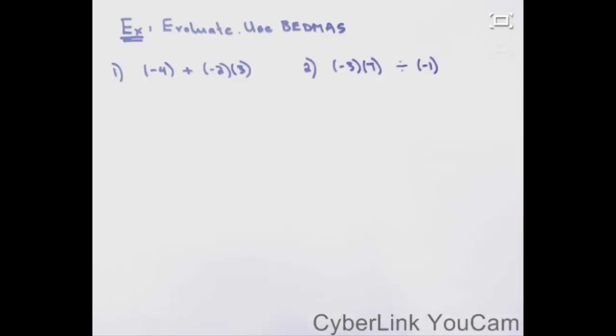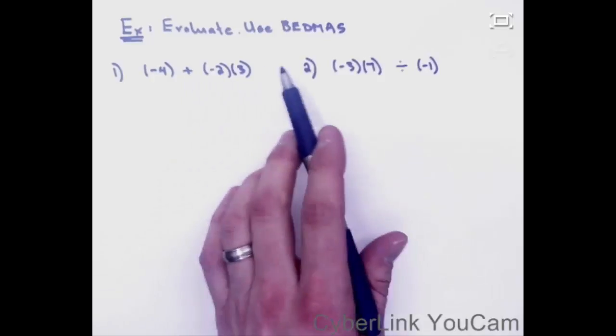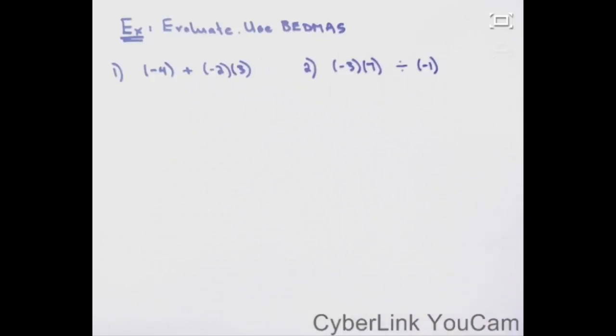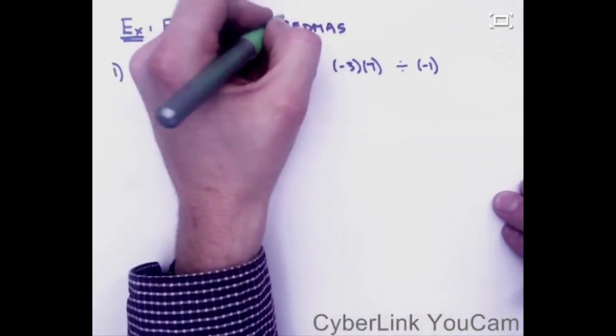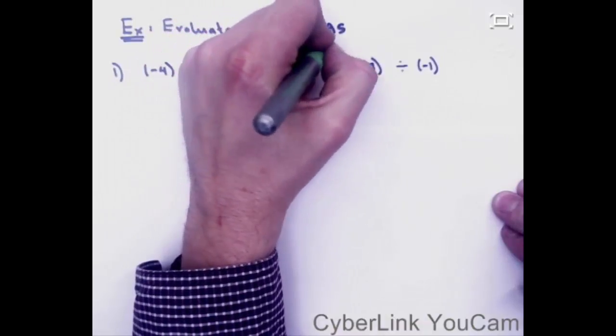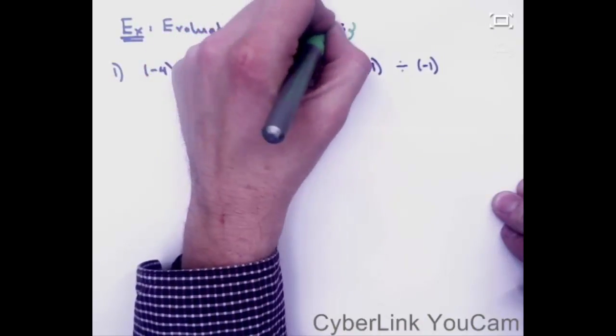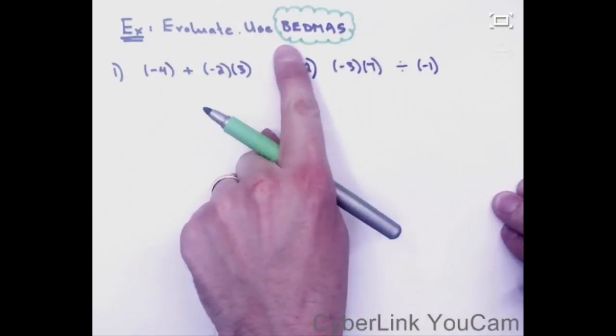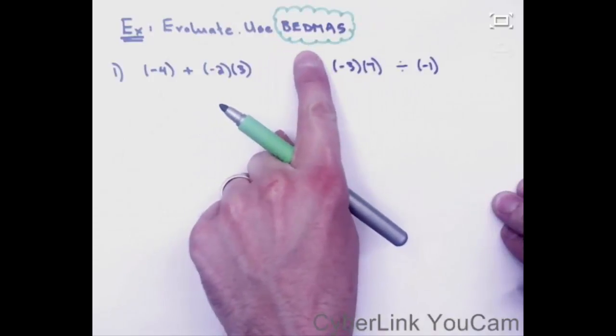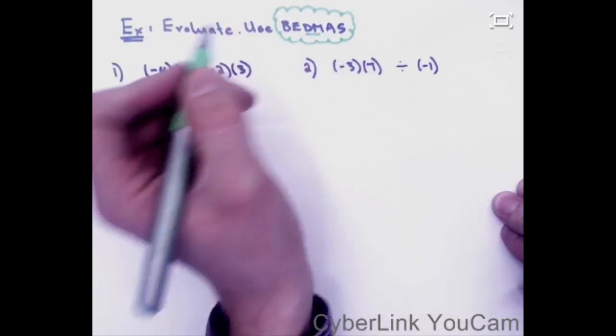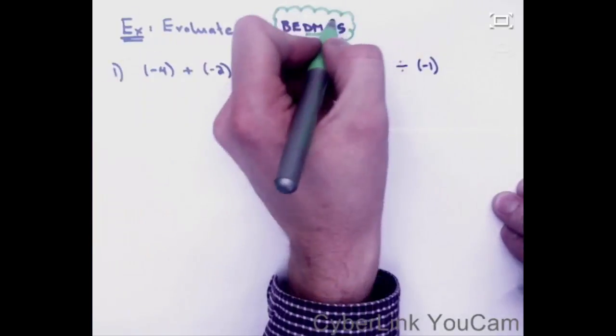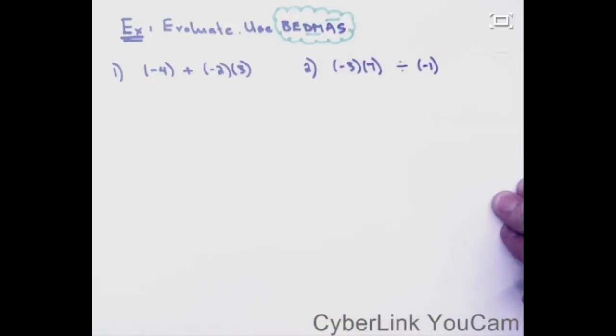Okay, so let's do some examples. It says to evaluate, and you have to use BEDMAS. In fact, anytime you do math, you don't have to be told, but you always have to follow this order of operations. Brackets first, then look for exponents, do division and multiplication in whatever order they come, and then addition and subtraction, in whatever order they come.